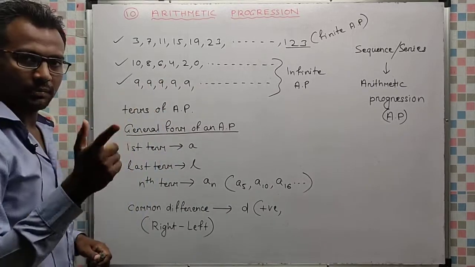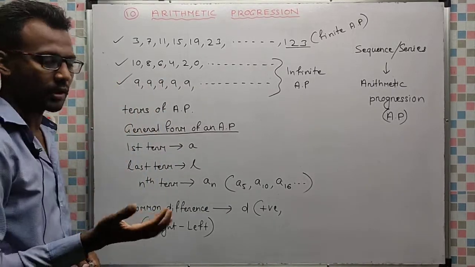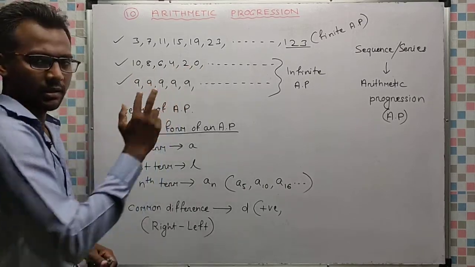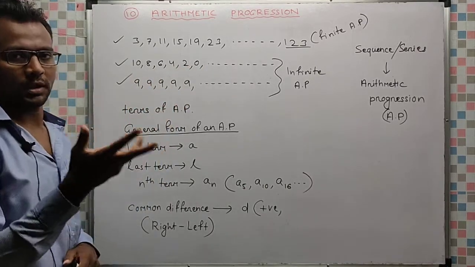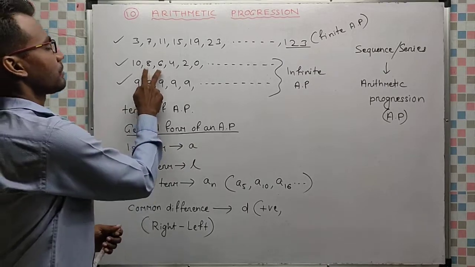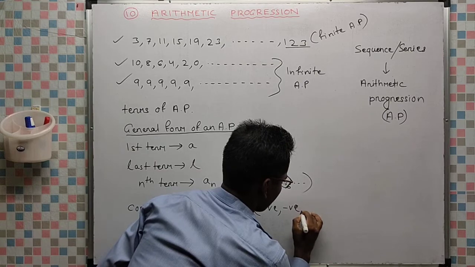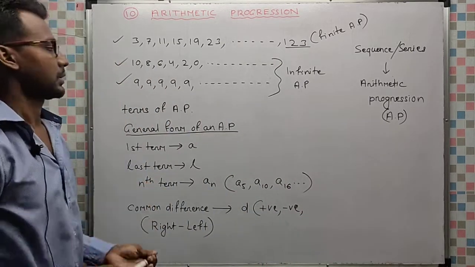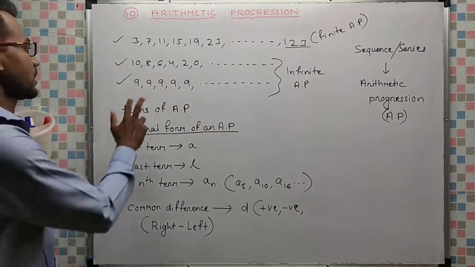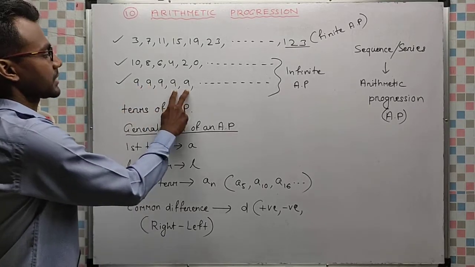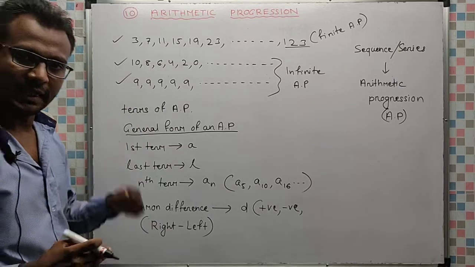For this AP, right minus left. Okay, let us find the common difference. 8 minus 10 or 2 minus 4, the difference between any two consecutive terms. Okay, it is -2, which means the common difference can be negative also. Now see this AP, 9 minus 9 is 0, so the common difference can be 0 also.